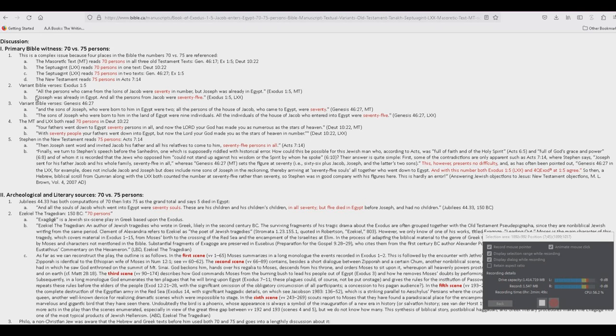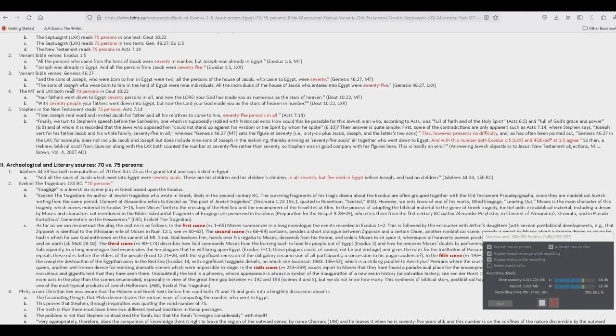Now, variant Bible verses of Exodus 1:5, which I just read: all the persons who came from the loins of Jacob were 70, but Joseph was already in Egypt. That's in the Masoretic text. In the LXX, which is the Septuagint, it says in that same verse, Joseph was already in Egypt, and all the persons from Jacob were 75.